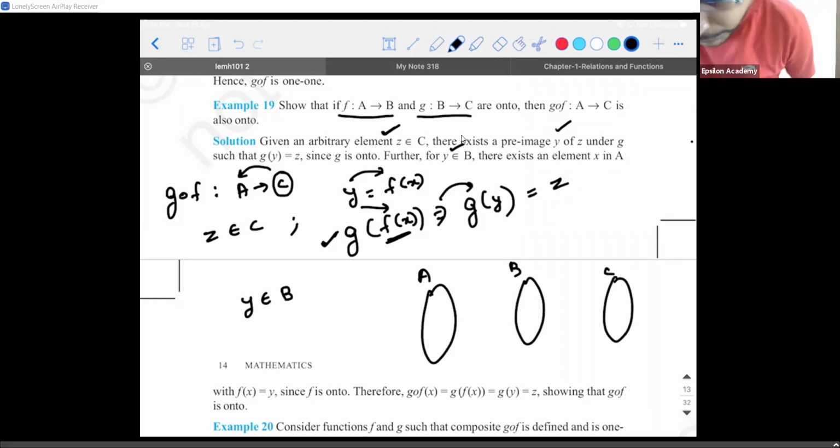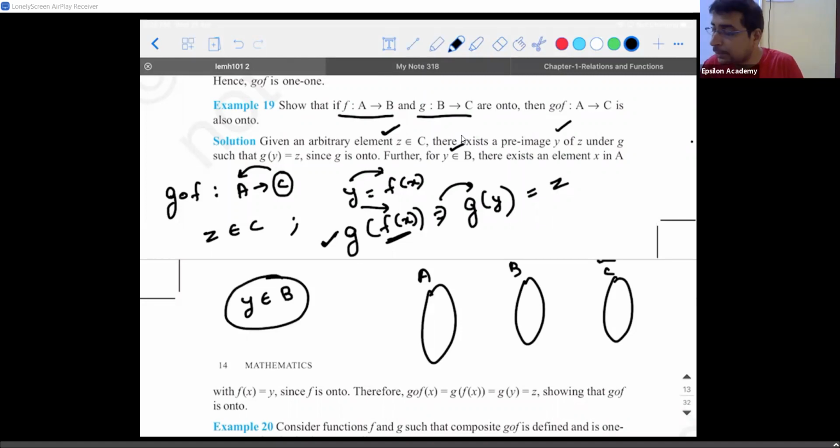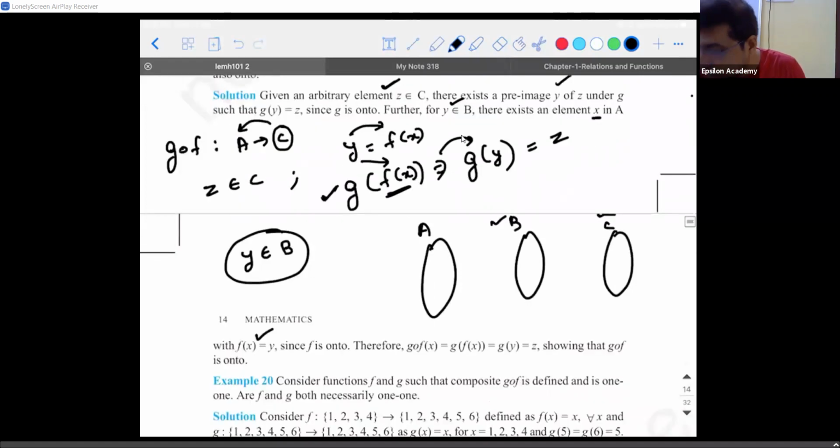So what did we start with? We started with the element being considered in the set C. Now what we need to do is, if y is an element that belongs to set B, then what are we supposed to prove? Then there exists an element x in A where f of x is equal to y, because they told f is also an onto function. Then what will happen to g circle f of x? That will also be an onto function.